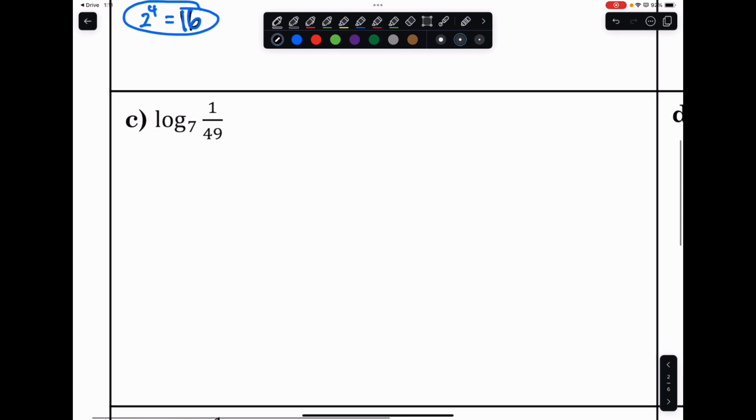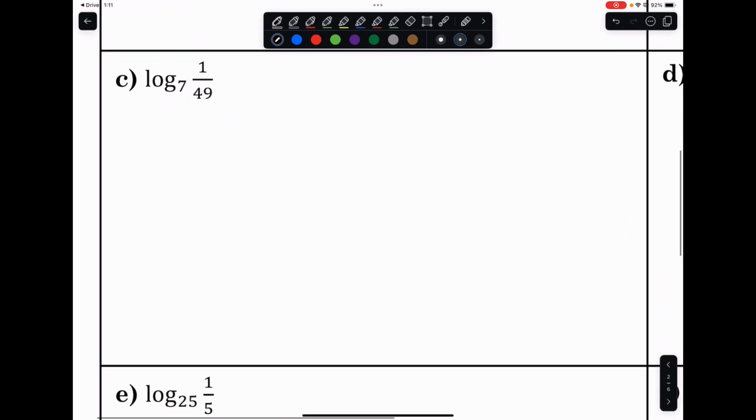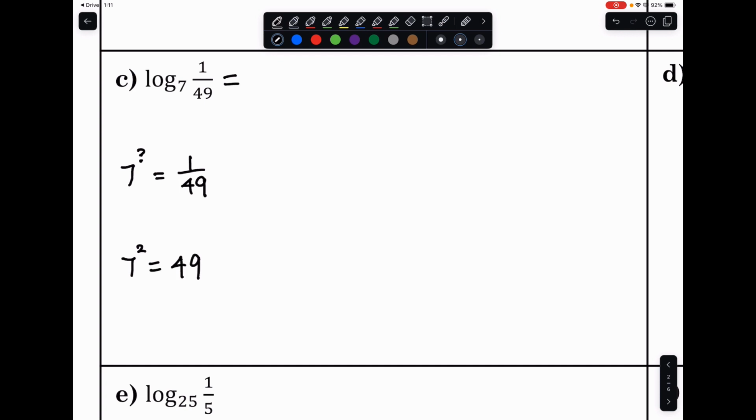All right. So let's look at the next example. So for this example right here, same situation. We're essentially looking at the base of 7. We need to raise it to some power to equal 1 over 49. Well, you should recognize that 7 to the second power equals positive 49, but 49 over 1.